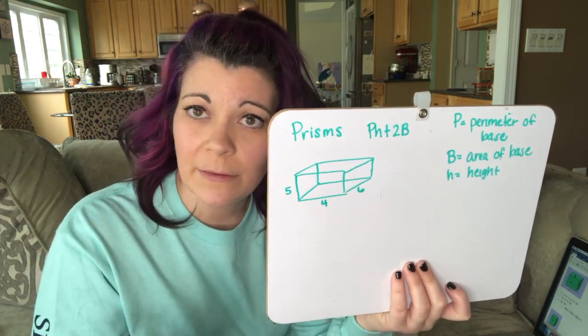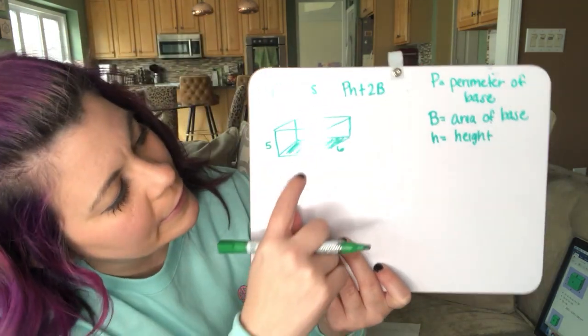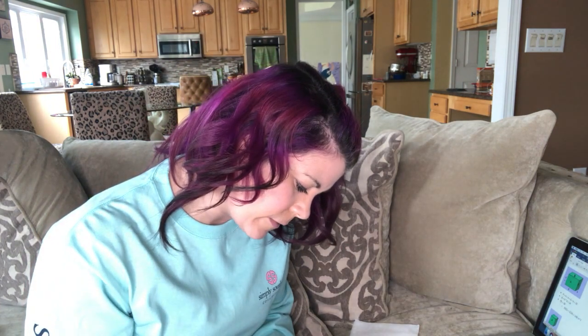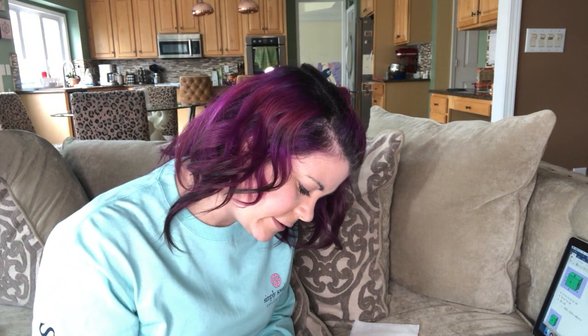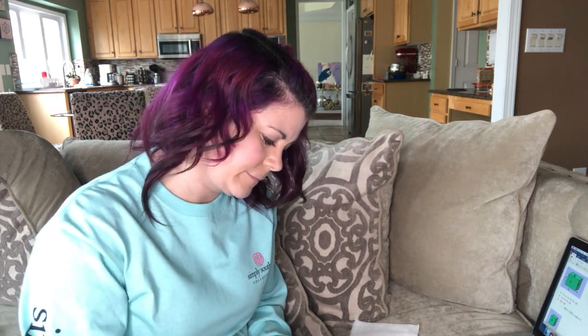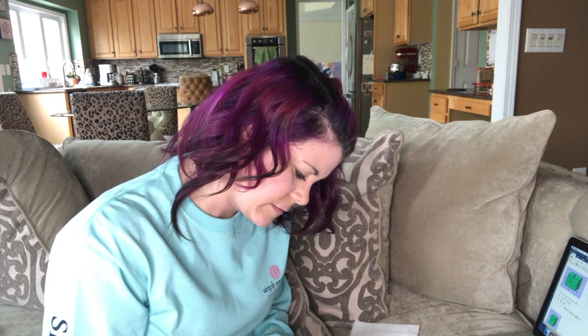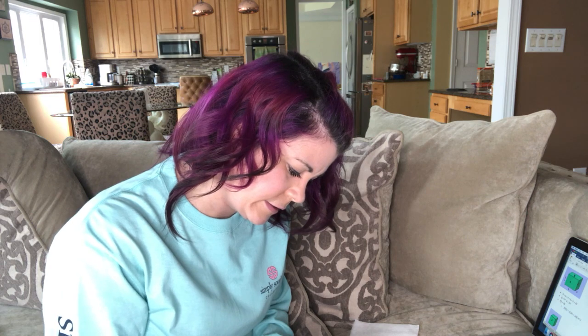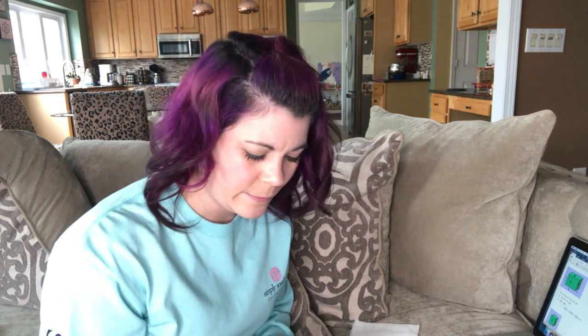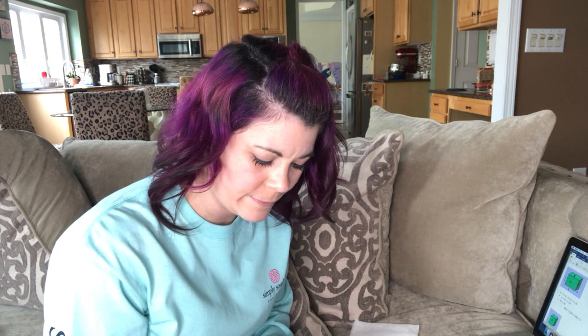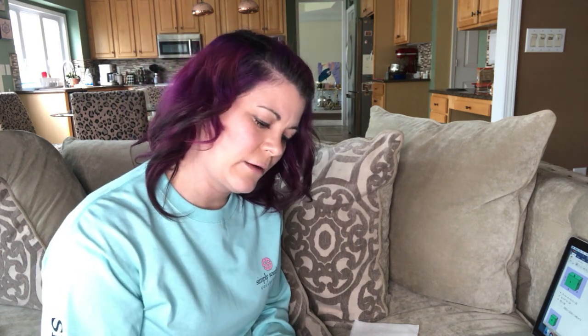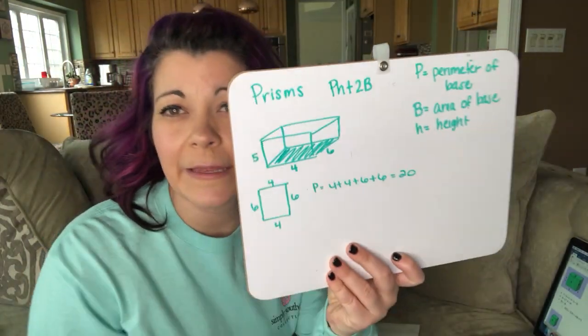So in this case, let's find P. Let's find the perimeter of the base. If I notice the base, and I'm going to color it in, the base is right there. So I'm coloring in the base, and it is a 4x6 rectangle. So if you want to redraw that rectangle, so you can know what the perimeter is, 4, 6, 4, 6. So the perimeter is going to be 4 plus 4 plus 6 plus 6. And so that equals 20. So perimeter of that is 20, okay?